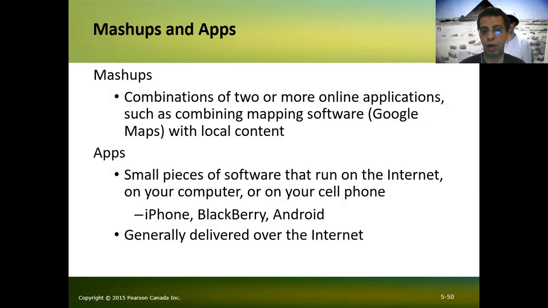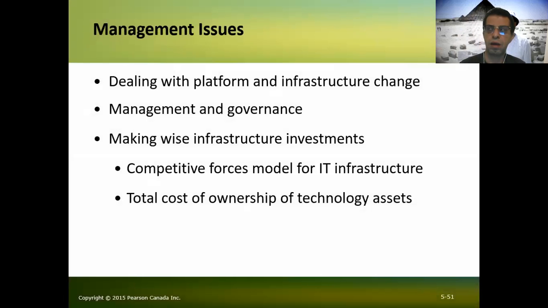And then you have what you call apps, which are small pieces of software that run on the internet, on your computer or your phone. So small apps, not applications, like iPhone, BlackBerry, and Android. Android is one of the open sources. When you remember when we talked about open sources, Android is one of them. And it is generally delivered over the internet. Web stores are also considered to be open sources.